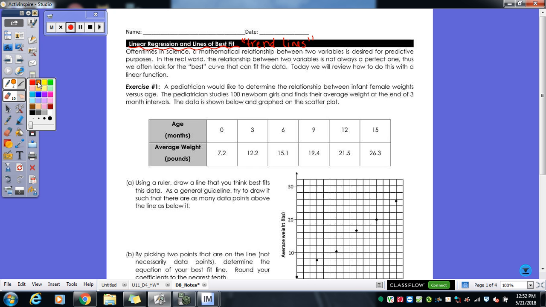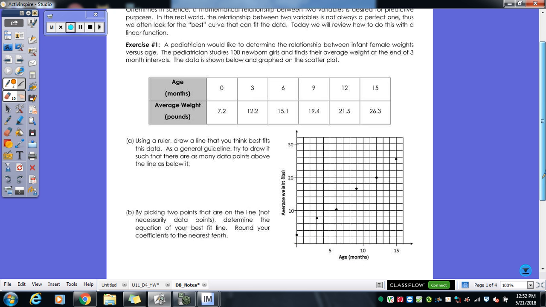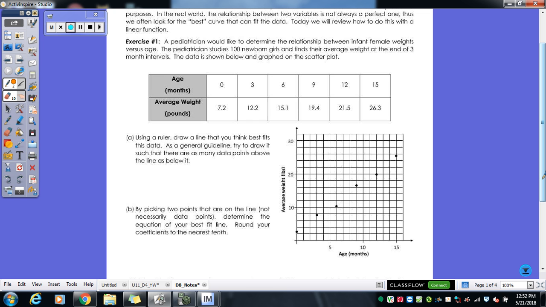So first example, we have a pediatrician who would like to determine the relationship between infant female weights versus their age. So the pediatrician studies 100 newborn girls and finds their average weight at the end of 3-month intervals. The data is shown below and graphed on the scatter plot. So now for some reason, my points on my scatter plot are actually off a little bit. So let's fix those up a little bit.